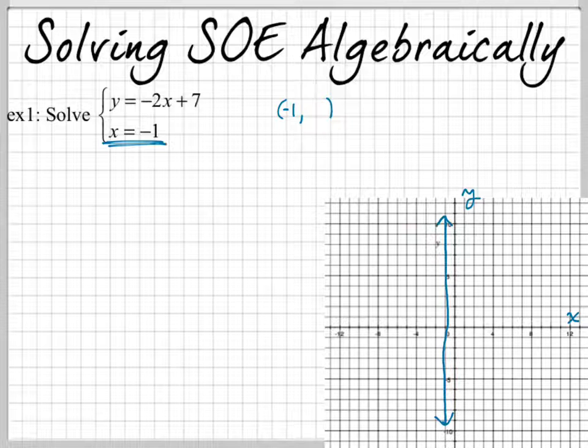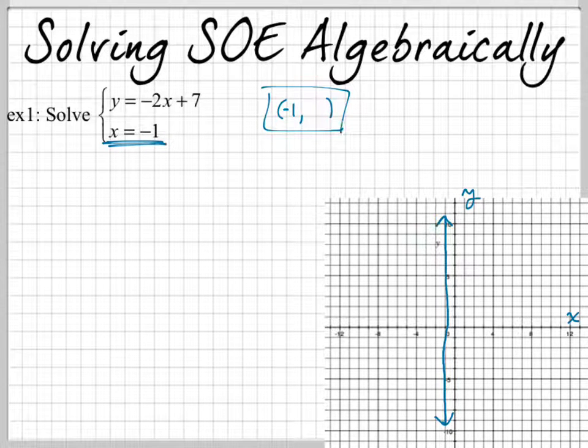I remember it because this one has an x-intercept. There's no y variable in this equation, and therefore it doesn't have a y-intercept. Vertical lines don't have y-intercepts because they go straight up and down. All right? So how are we going to find the y? We have only half of our answer.